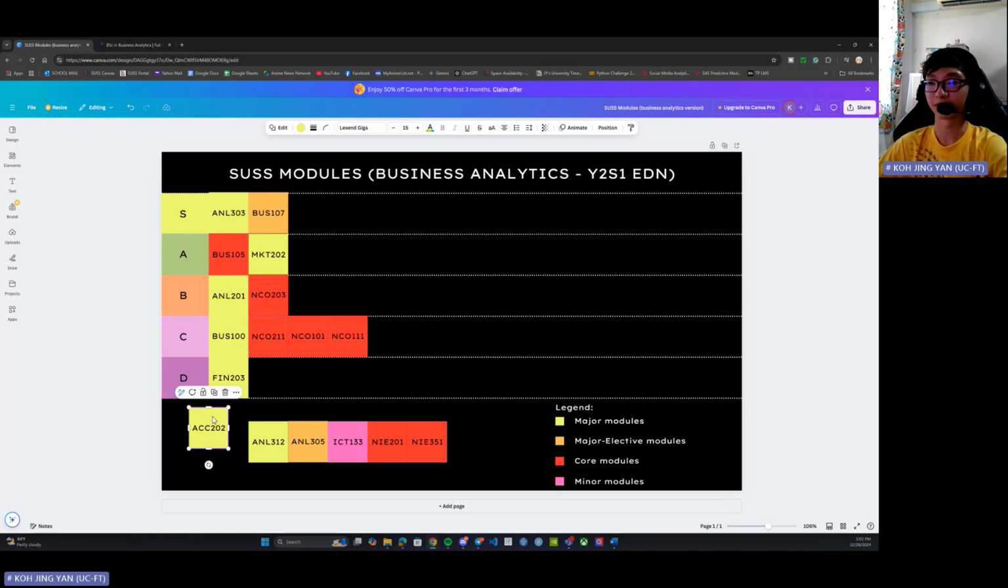So two things. First thing about accounting modules in SUSS: apparently for this financial and managerial accounting, for accounting students, perhaps you will learn POA in secondary school. Apparently you only learn financial accounting, which I didn't take POA lah. I'm just stating what I know.